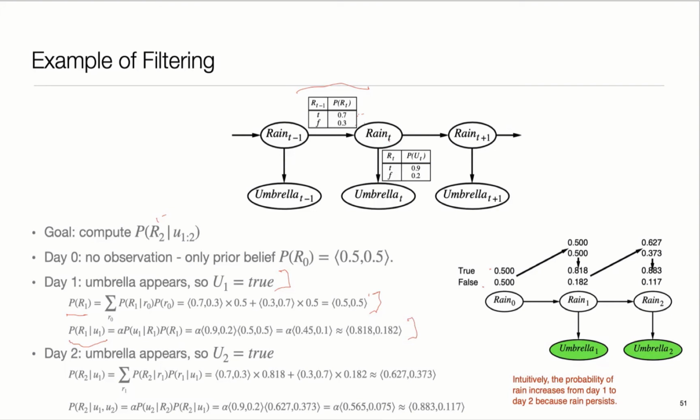And then day 2, again, we saw the umbrella. So now what I can do is, given P(R1 | U1), I can compute P(R2 | U1) using the transition matrix. And that gives me this value. And then given that, I can compute P(R2 | U1, U2), given that I saw the umbrella on both days, which is what we are really interested in, this guy, right? So I get this vector: 0.883. It's basically saying with probability 0.883, it is raining outside on day 2, and 0.117 it is not, given that I saw the umbrella on both days.